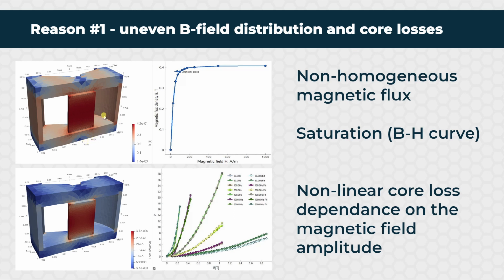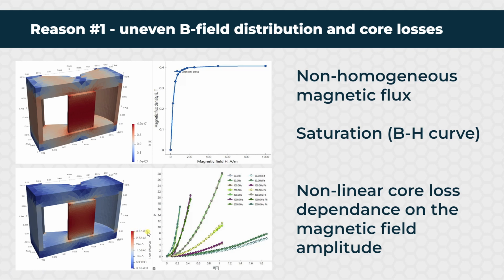With the magnetic field non-uniformity, you also get losses unevenly distributed. For most analytical equations that you would use, like Steinmetz, you would just feed your average magnetic fluxes into those equations and calculate those losses. But this is not always true.